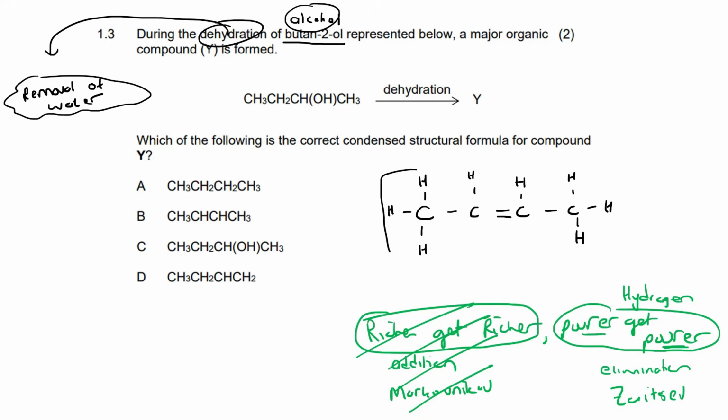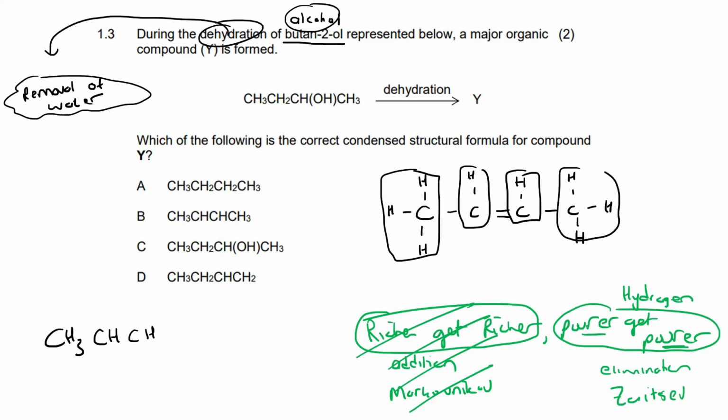Okay, so now we can go do our condensed. We start from left to right. So we have a CH3 unit, so let's put that there. Then we have a CH unit, and then we have another CH unit, and then we have a CH3. Okay, so the answer would have to then be this one, CH3, CH, CH, CH3.